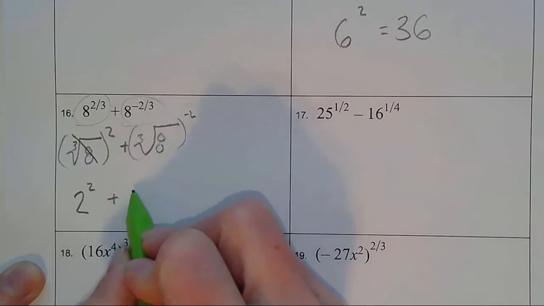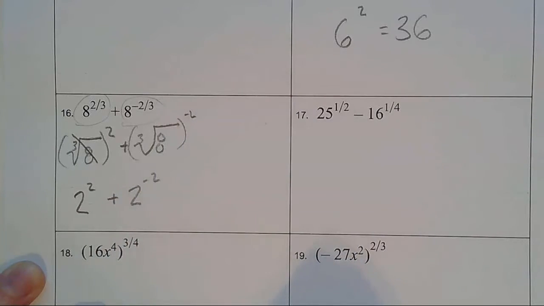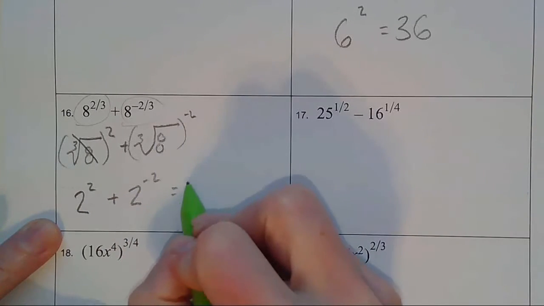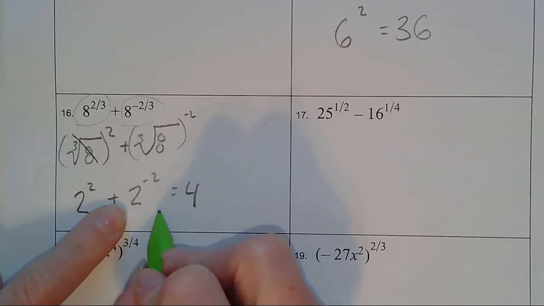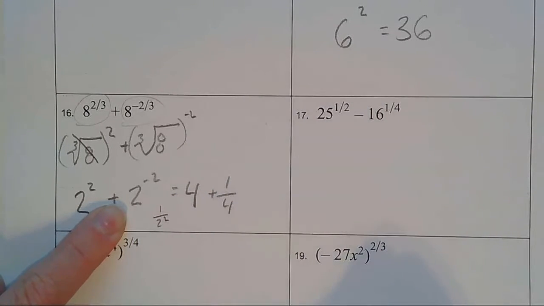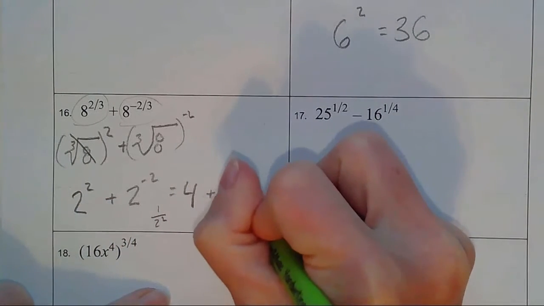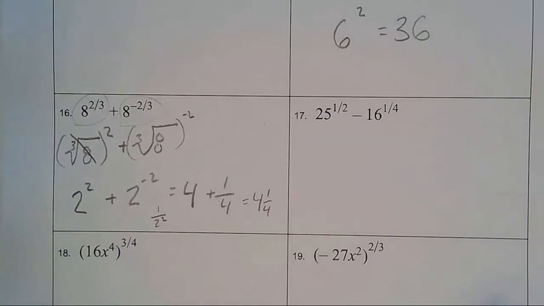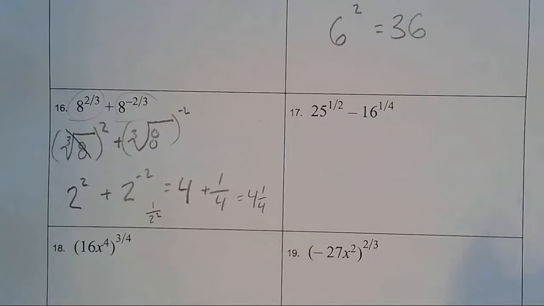So that ends up being 2 to the negative 2. Well, 2 squared is 4. 2 to the negative 2, don't forget, that's 1 over 2 squared, which is 1/4. 4 plus 1/4 is, I'm just going to write it as a mixed number, 4.25 or whatever. All right, same thing here.